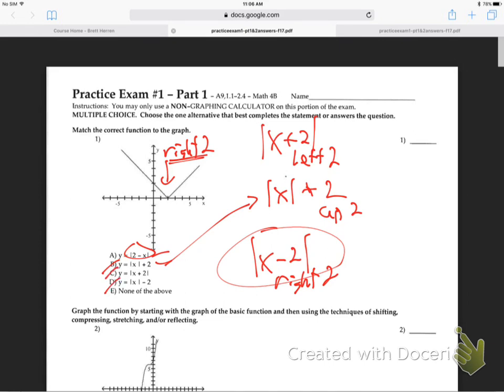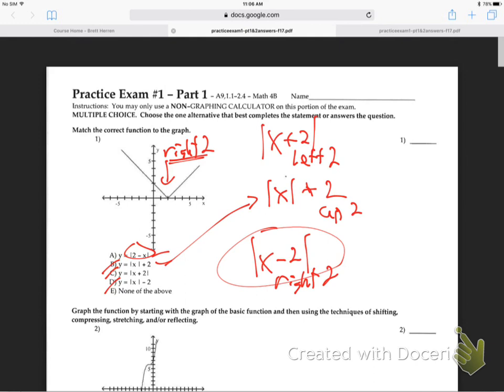D, no way. What is D going to do with the minus 2 outside of the absolute value? Down 2. That's not what's been done to that graph. So it's not B, C, or D, right? We all good with that for sure? It's either A or E. Some of the ones on here, as you can see, are none of the above. So it could be none of the above.